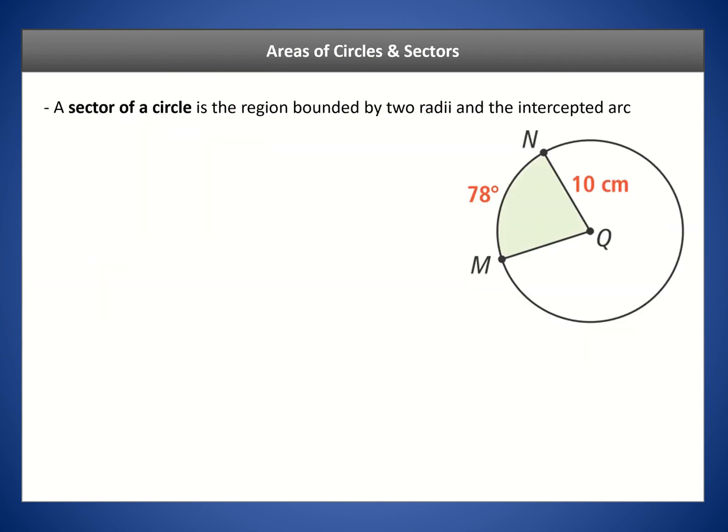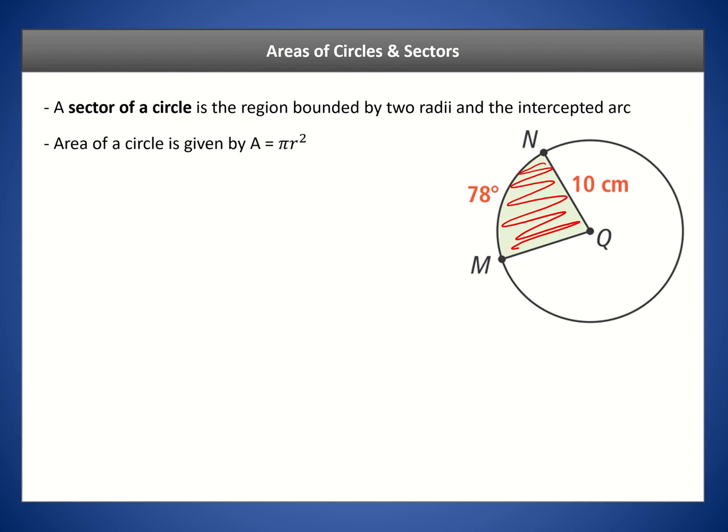Okay, a sector of a circle is the region bounded by 2 radii and the intercepted arc. So the sector is shaded here for you. When we look at a sector, we generally want to find one of two things. We generally want to find the area of that sector, and we can also find another part of the sector called a segment.